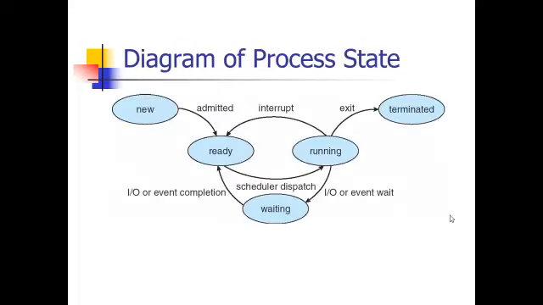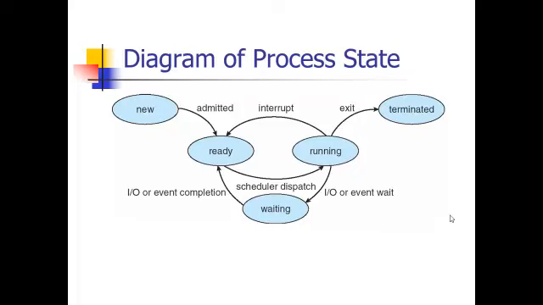So this is the diagram. When a program becomes a process, it becomes a new process. So then it's in the new state, and then it becomes ready when a process enters into the ready queue. So what is this ready queue? You will learn about this later on as well.